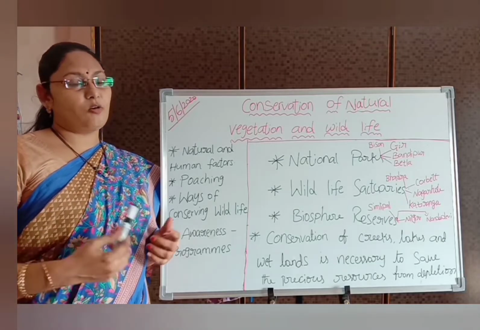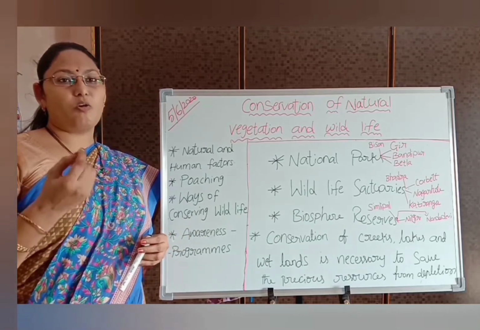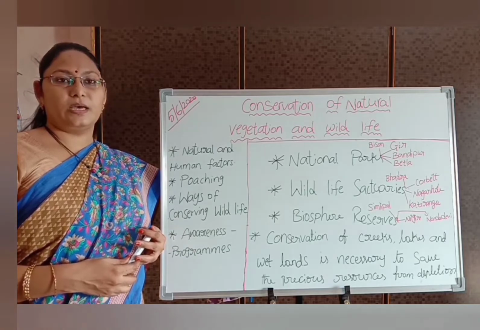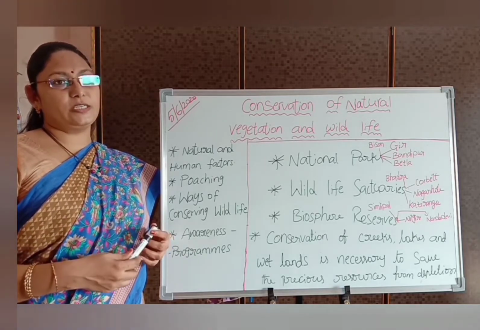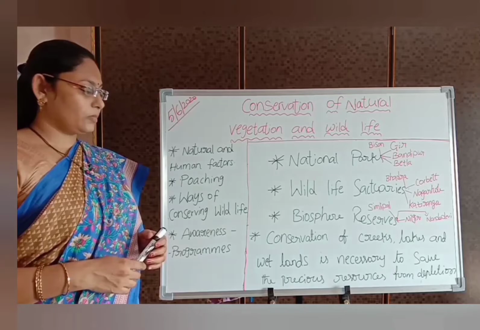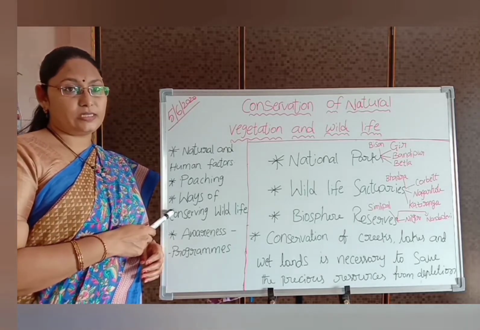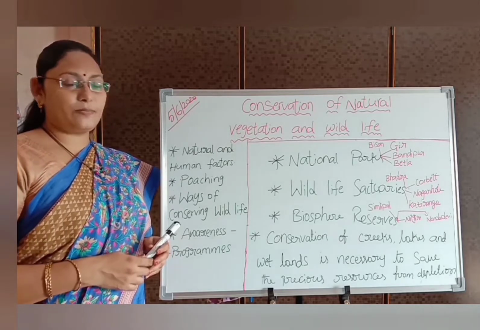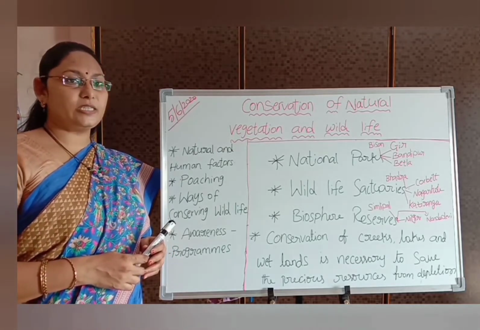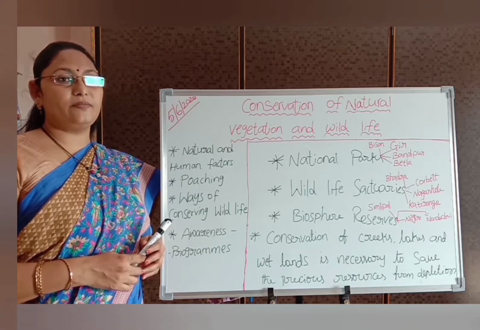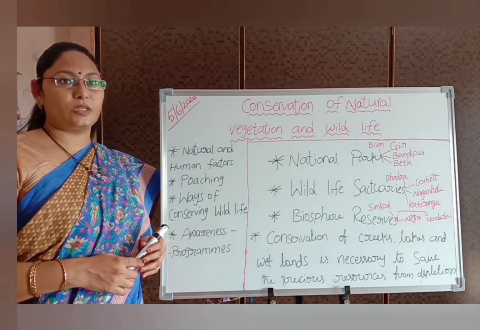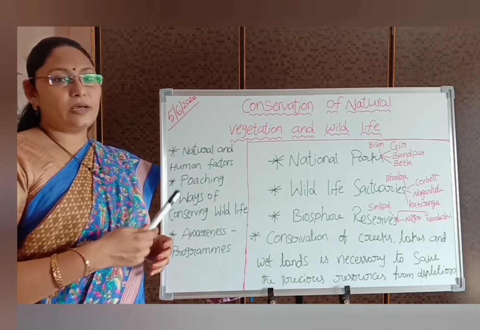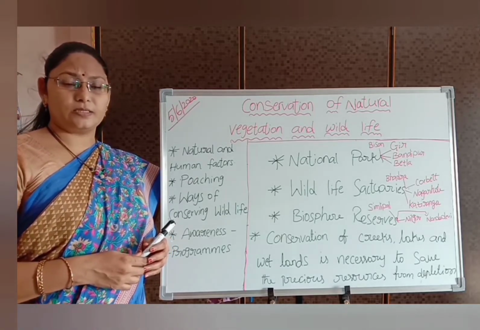Human beings are getting a lot of things from nature. It is the common duty of human beings to give something to nature. And it is our part to protect nature and wildlife. So here we have some ways of conserving natural vegetation and wildlife. The first one is national parks. Establishment of national parks is very important and they give shelter to the wild animals. In India, we have Bison, Gir, Bandipur and Betla, and many more national parks.